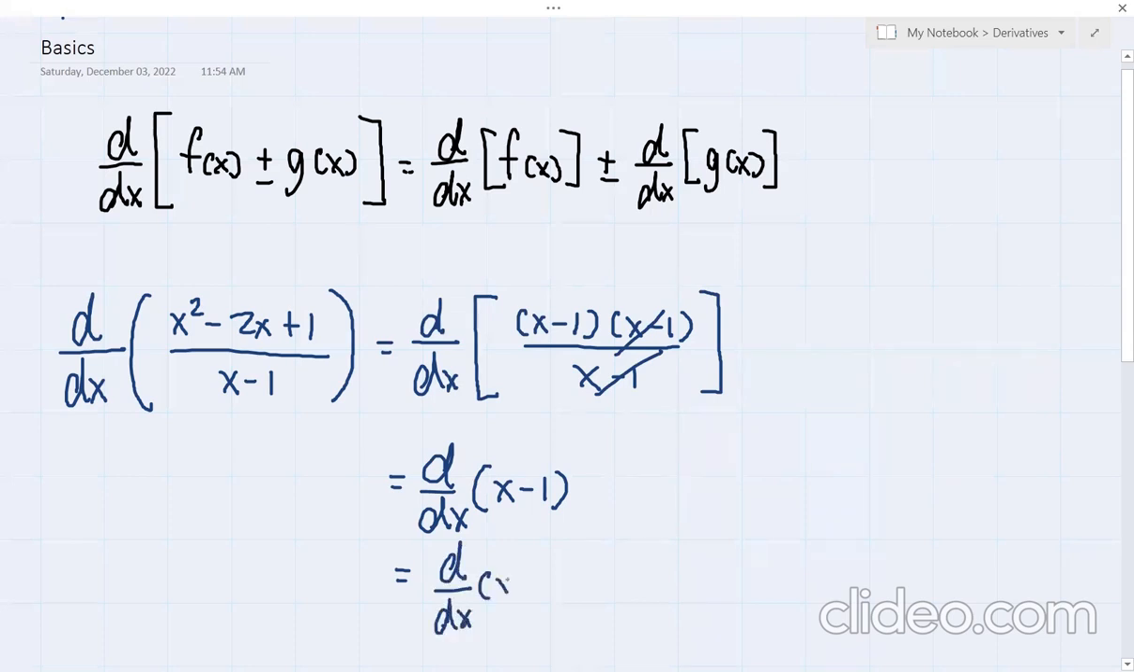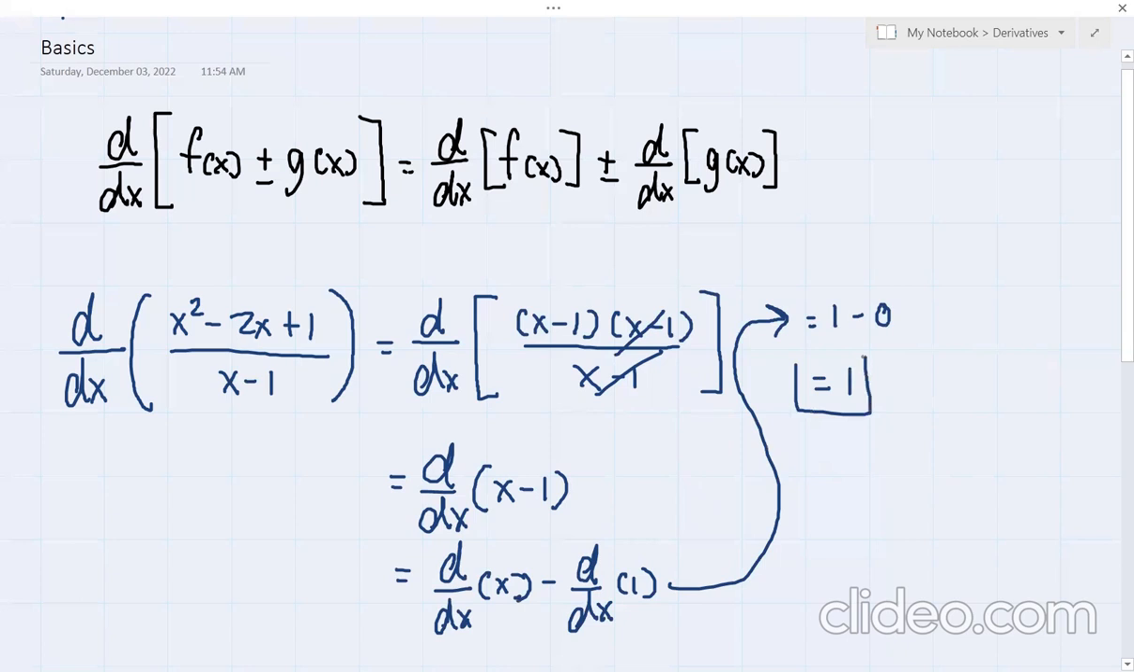So we have the derivative of x minus the derivative ng 1. Ngayon, punta tayo dito. Anong derivative ng x? The answer is 1. Anong derivative ng 1? The answer is 0. So 1 minus 0 is 1. So that's the answer. You see? It's easy. Okay? Madali lang naman siya. Alright? So, let's have many more examples para at least mayroon kayo mastery nito.